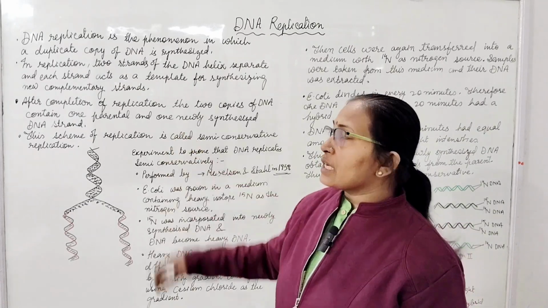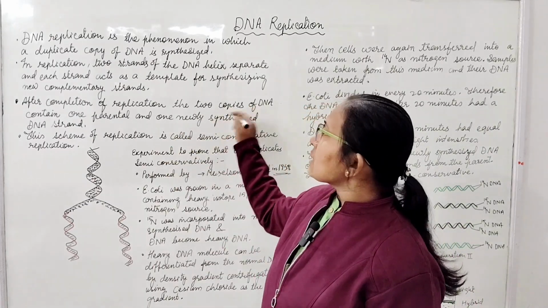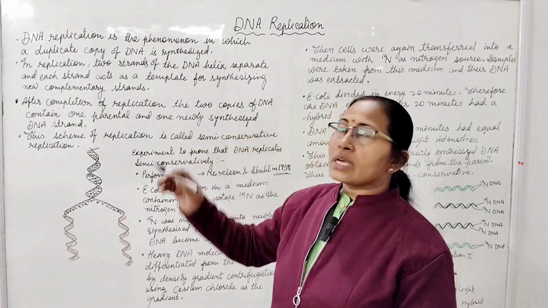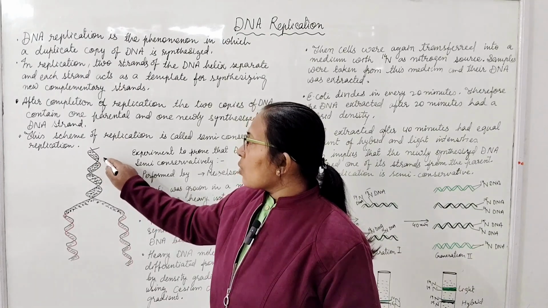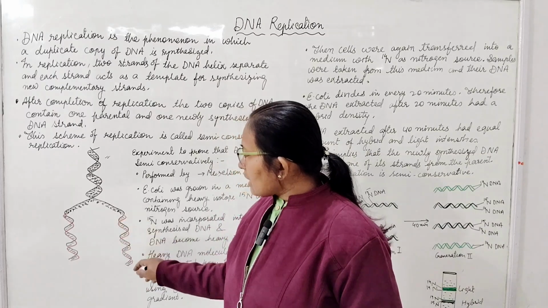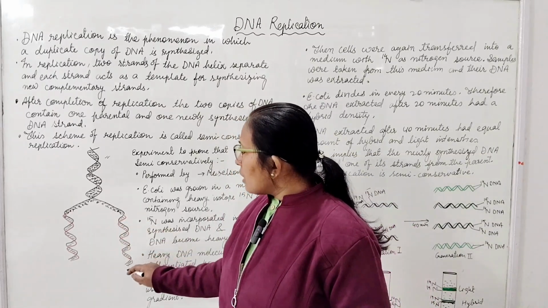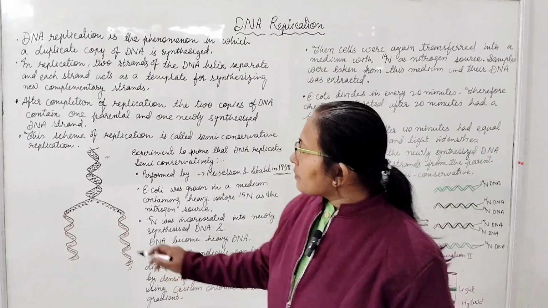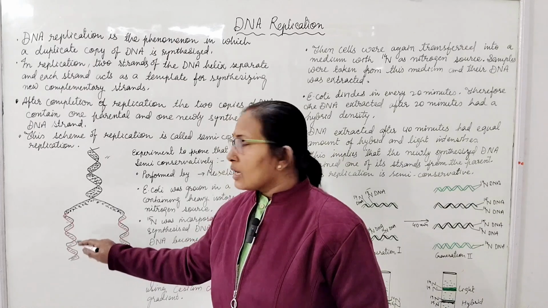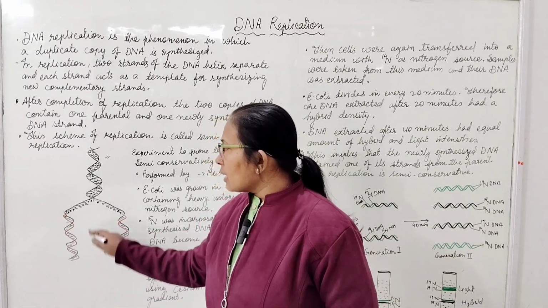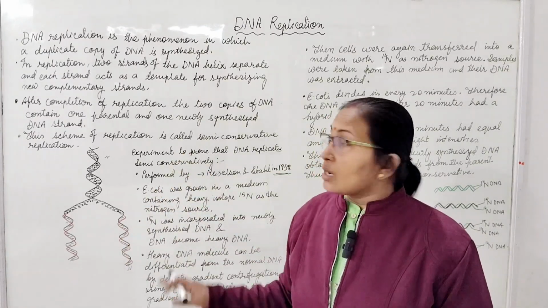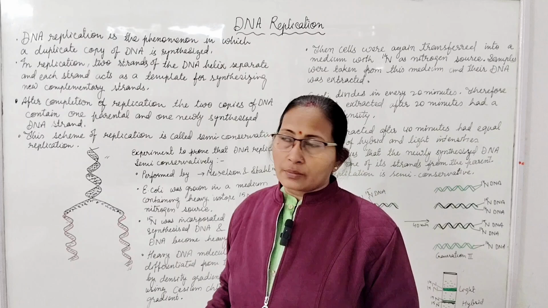After completion of the replication, the two copies of DNA contain one parental and one newly synthesized DNA strand. This is the old strand of the DNA. Both the strands separate and act as the template for the formation of two copies of DNA, in which the newly synthesized DNA follows the old strand and pairs with the parental DNA strand. This scheme of replication is called semi-conservative replication.